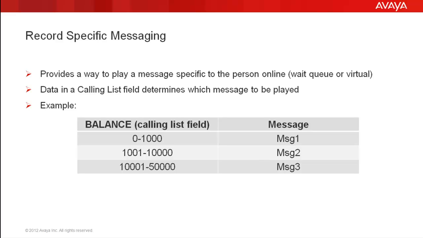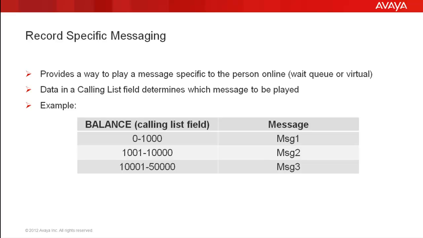For example, if you have a field called balance in your calling list, depending on the data in the balance field, you can play a specific message. Like if the balance is in the range of 0 to 1000, play message 1. If it's between 1001 and 10,000, play message 2, etc. These messages are the same that you create in the message section on the editor application.